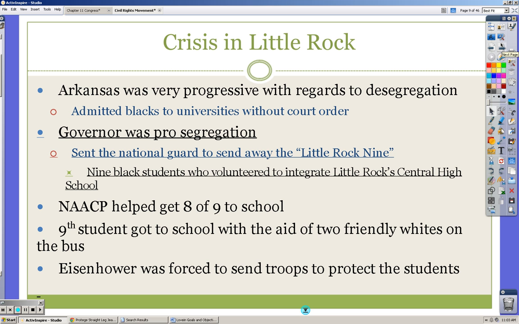So there's a crisis in Little Rock in Arkansas. It was very progressive with regards to desegregation, and had admitted blacks to universities without court orders. But the new governor was pro-segregation, and he sent the National Guard to send away these Little Rock 9. There were 9 students who volunteered to integrate Little Rock Central High School. The NAACP helped 8 of the 9 to get to school. The 9th student got to school with the aid of 2 friendly whites on the bus, and it got out of control. People were protesting. They're not allowing these people to get in. Parents are going crazy, and Eisenhower is actually forced to send in troops to protect these students and allow them to go to school.